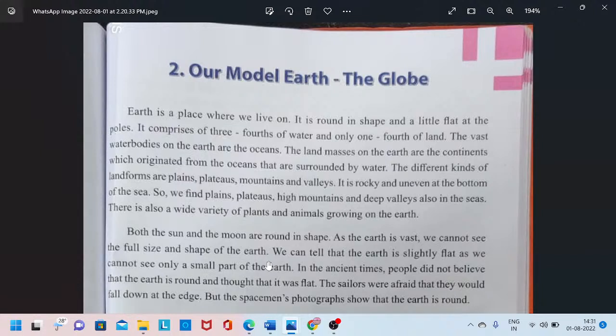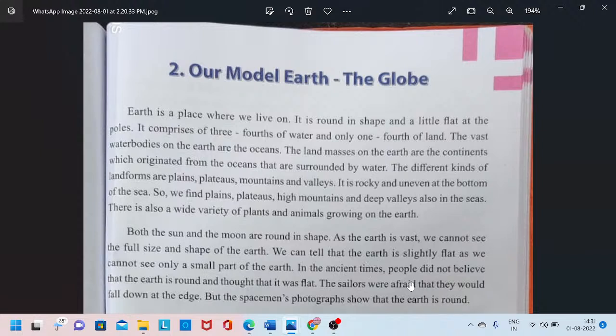So for that reason, to see the earth, what represents it is the globe. In the globe we can see all the continents and water bodies. We can say that the earth is slightly flat, as we cannot see only a small part of the earth.